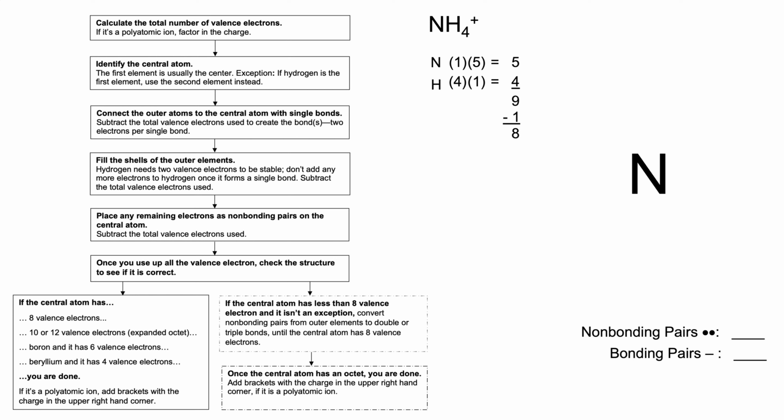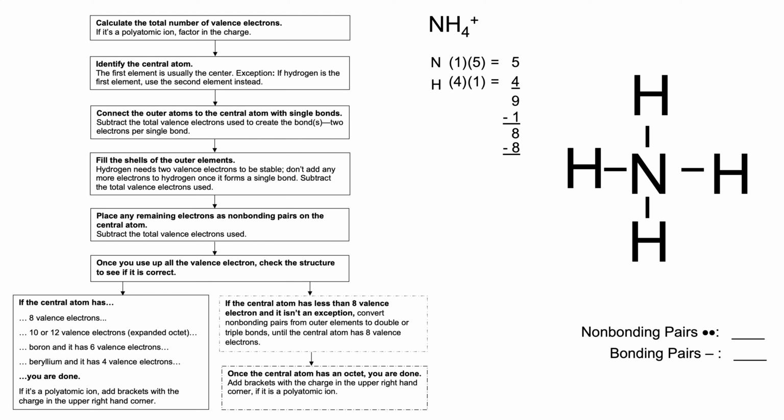Nitrogen's my central atom. I place the 4 hydrogens around it. I'm connecting each hydrogen to nitrogen using a single bond. That uses up 8 electrons, and now I'm left with 0. When I check that central atom, nitrogen has 2, 4, 6, 8 valence electrons. Therefore, it follows the octet rule, and it's done.